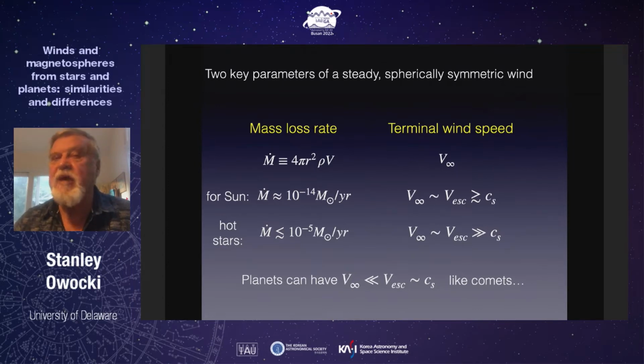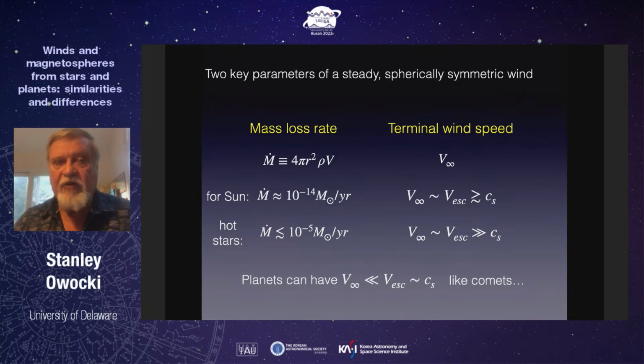But the typical speed of the outflow of the solar wind is on the order of the escape speed. The escape speed is about 600 kilometers per second. The solar wind varies from about 400 to 700 kilometers per second. And this is comparable to the sound speed in the solar corona, which is very, very hot and has a sound speed of order a few hundred kilometers per second. And that's not an accident. It's actually the gas pressure that's driving the outflow.